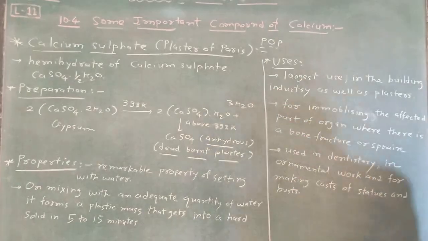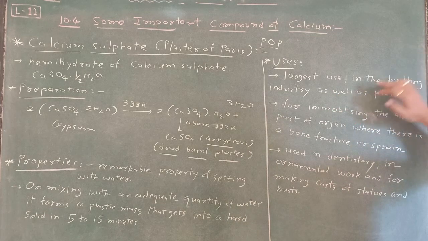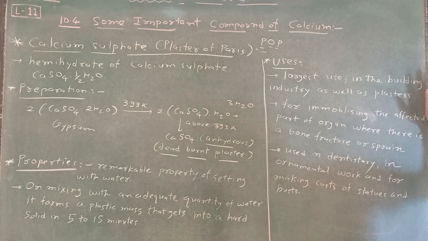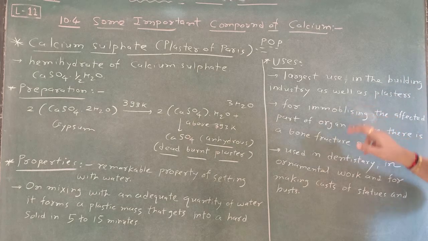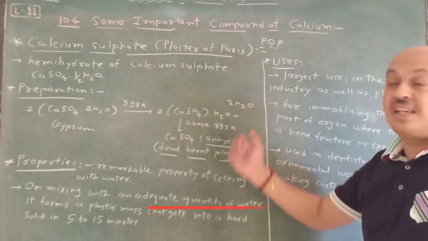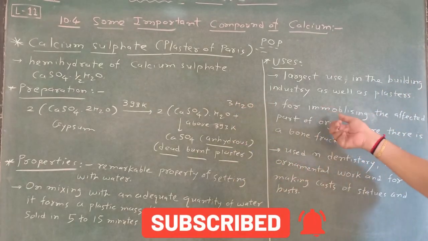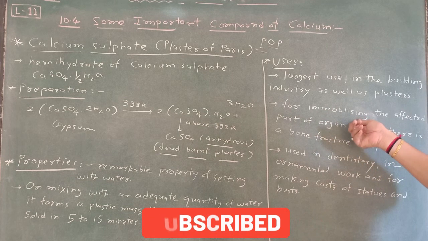So the largest use is in the building industry. You see this largest use in the building industry, as well as plaster. You know that in plaster also, plaster of Paris is used. This is known as calcium sulfate hemihydrate. This is the use. For polishing, this is very important.